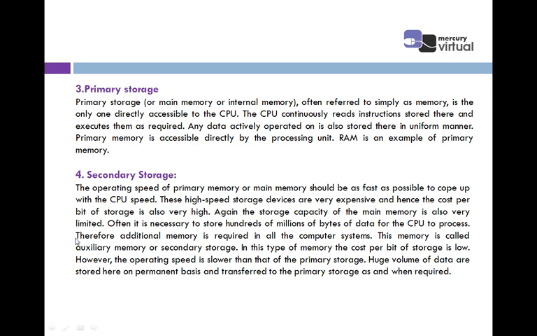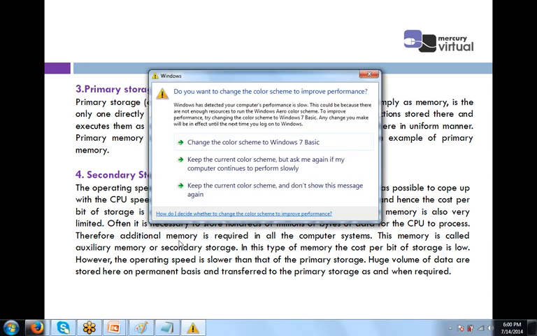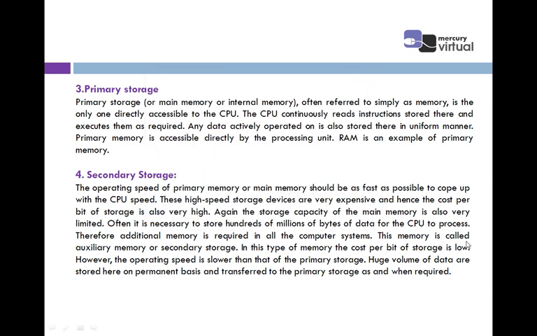This is the main line. Why is additional memory required? Because the CPU performs all the calculations, and there is some limitation in the RAM, so there is a need for additional memory. This memory is known as auxiliary memory or the secondary storage.